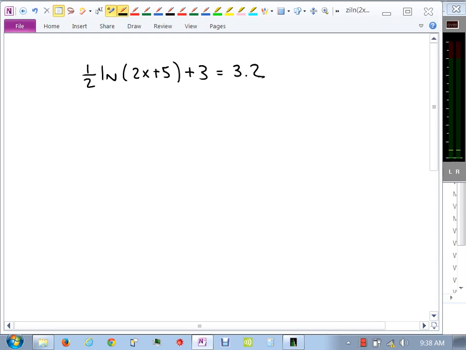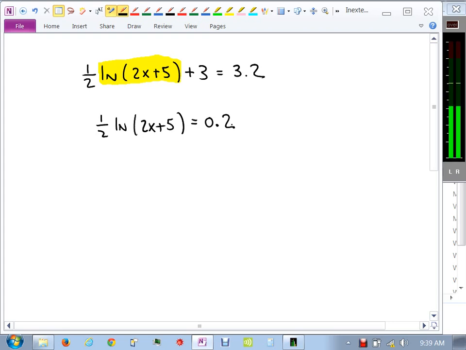All right, so what would the technique be here? Try and get our log by itself, right? Our natural log. So I will subtract 3 on both sides, which would leave me with 1/2 natural log 2x plus 5. And then when I subtract 3, I should be left with 0.2. You don't have to put a 0 in front of the 0.2. You can just put .2. They're both the same thing.